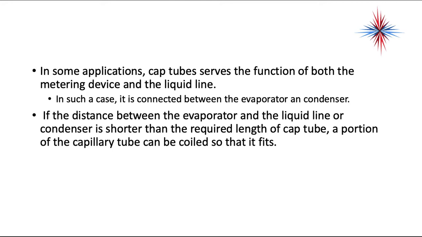In some applications, cap tubes serve the function of both the metering device and the liquid line. In such a case, it is connected between the evaporator and condenser. This is very frequent in window air conditioners. If the distance between the evaporator and condenser is shorter than the required length of the cap tube, a portion of the cap tube may be coiled so that it fits.